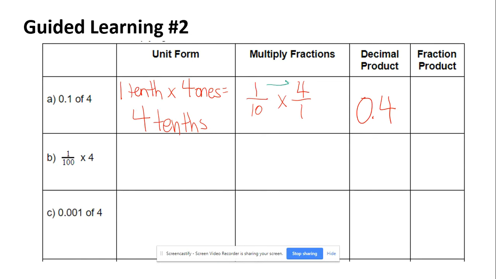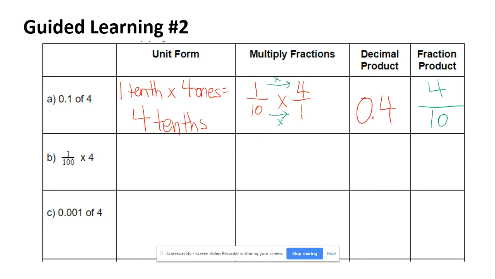1 times 4 is 4. That's going to be our numerator. 10 times 1 is 10. That's our denominator. Notice 0 and 4/10 is the same as 4 over 10. Let's try the next one.